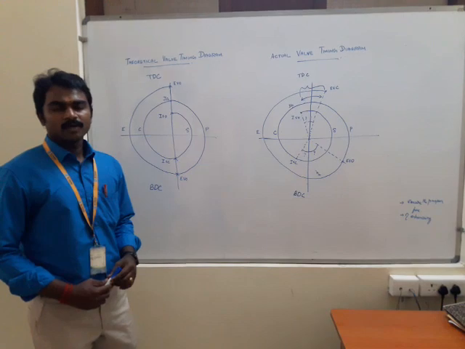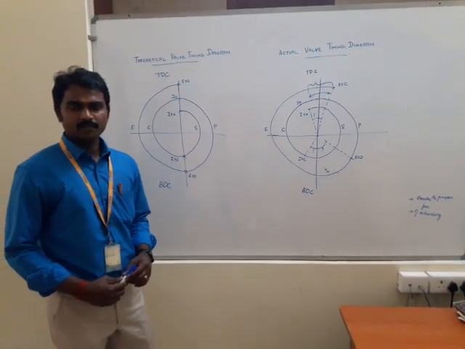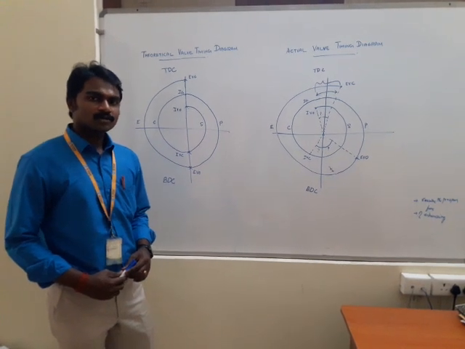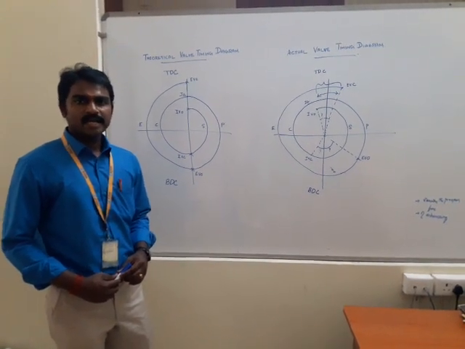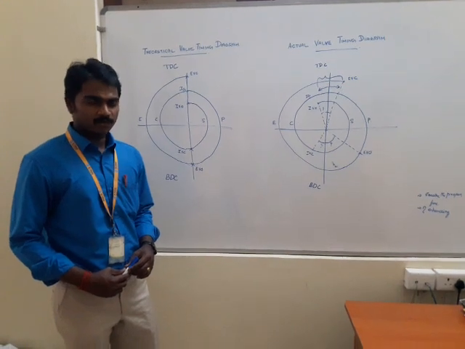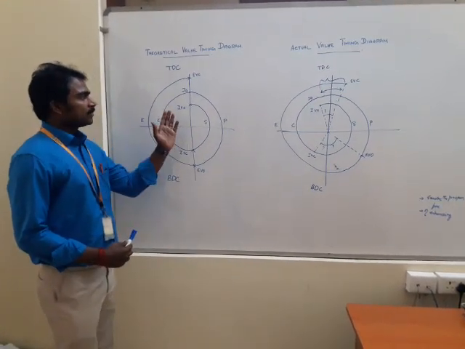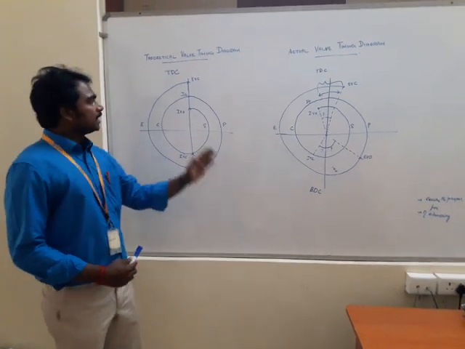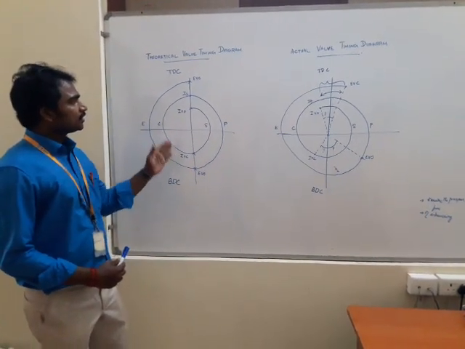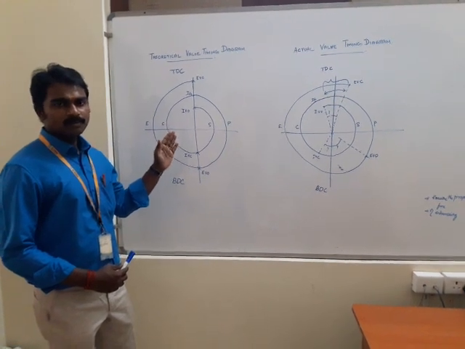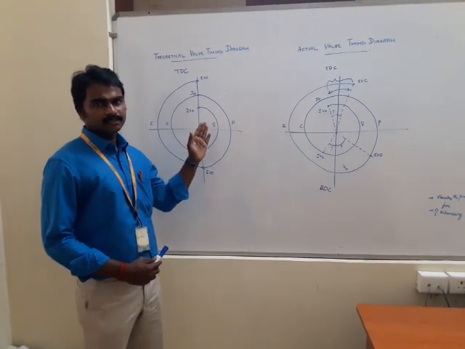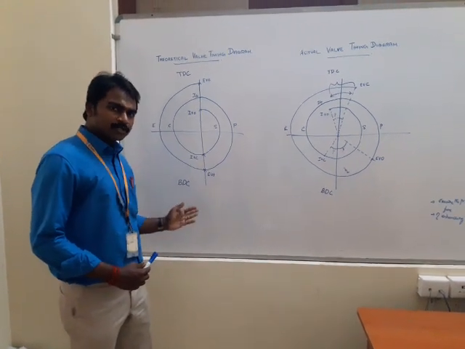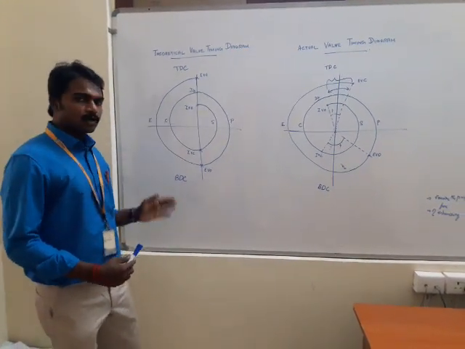So now we are going to see the next experiment in our thermal lab, that is valve timing diagram in a 4-stroke CI engine. CI engine means compression ignition engine. Here we have the theoretical valve timing diagram and the actual valve timing diagram. In the theoretical valve timing diagram, the valve opening and closing will be exactly at the dead centers. We will be seeing top dead center and bottom dead center. We know what top and bottom dead centers are.